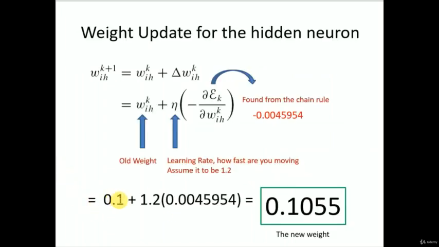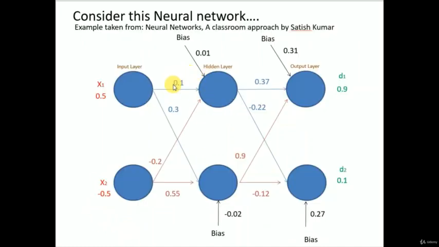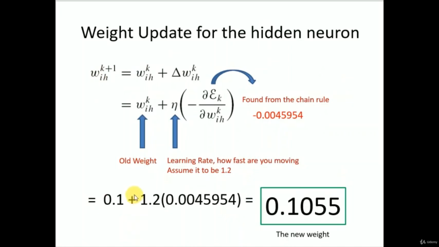After we got the gradients, we can proceed to updating the weights. So we're going to take our old weight. This time it's 0.1, the weight right here. The old weight is 0.1, and we're going to add to it the learning rate multiplied with the negative of the gradient. So the negative of negative 0.004 gives you 0.004. At the end, you'll get your new weight as 0.1055. That's how you update the weights for the hidden neuron.